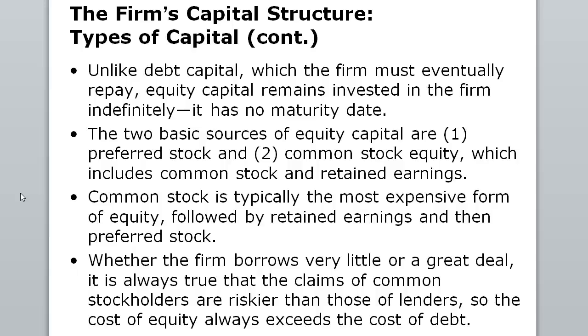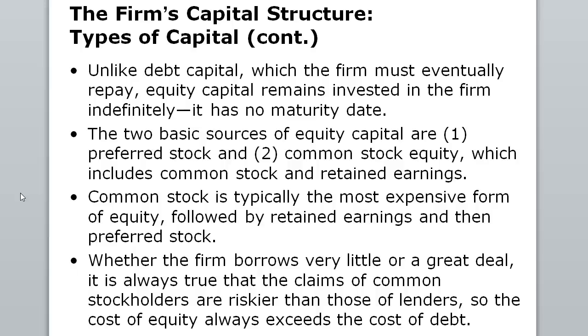Now, unlike equity capital, eventually a firm has to repay the debt. Depending on the bond, it can be 1 year, 10 years, 30 years. But equity capital remains invested in the firm indefinitely, so you never have to pay that back. The two basic sources of equity capital are preferred stock and common stock, which includes common stock and retained earnings. Both of these were covered in previous chapters.